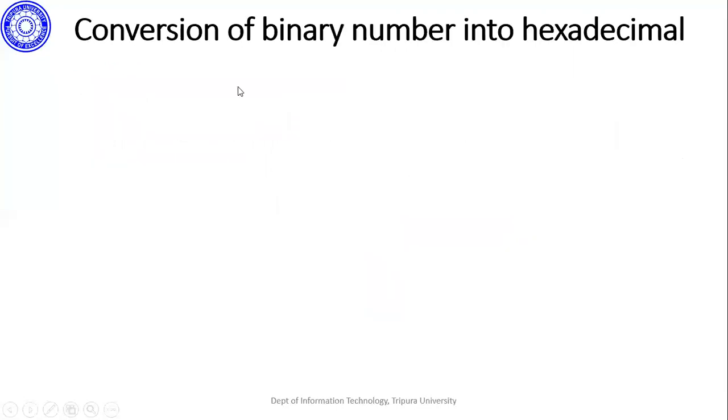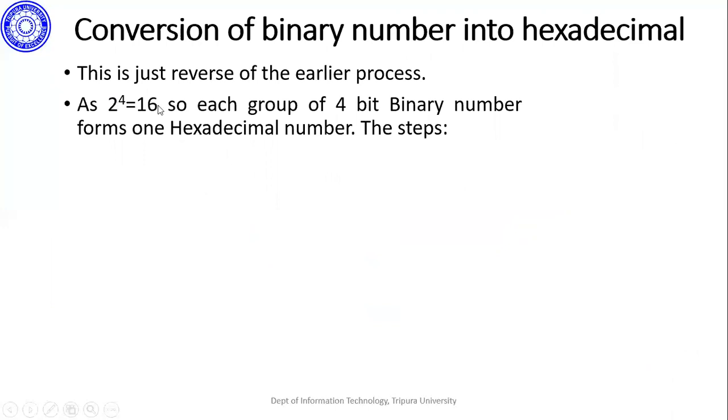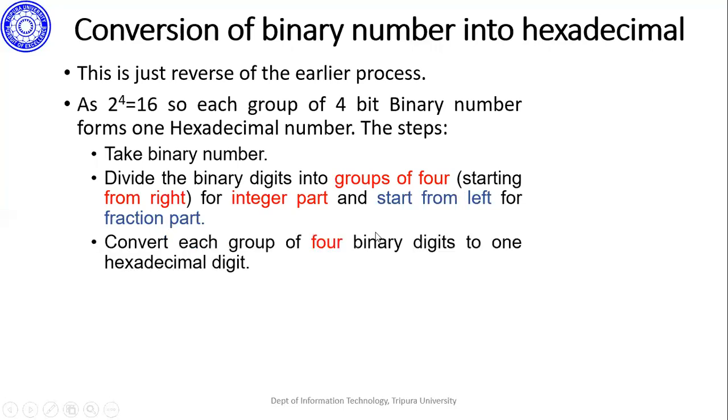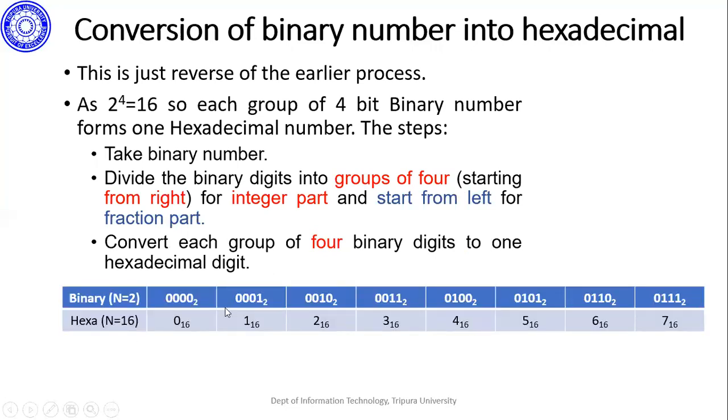The vice versa, binary to hexadecimal, is a reverse process. It is just reversing the earlier direct conversion. 2 to the power 4 equals 16, so 4 binary bits have to be converted to hexadecimal. The steps are very simple. Take the binary number and divide it into groups of 4, starting from the right for the integer part. Start from the left for the fraction part, which we'll discuss later. Convert each group of 4 digits to one hexadecimal digit.